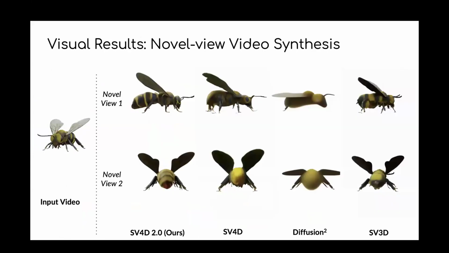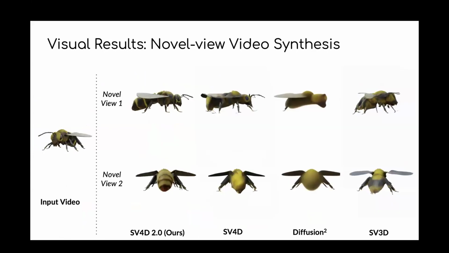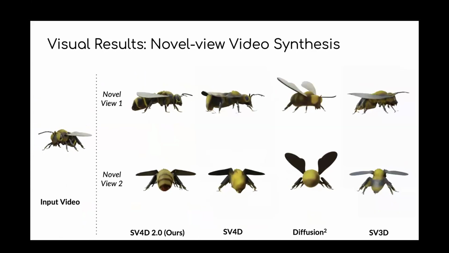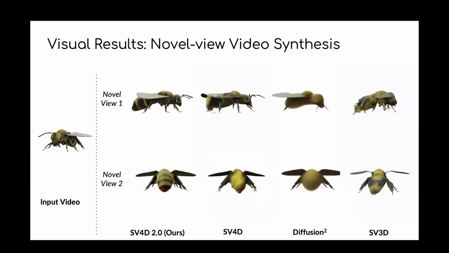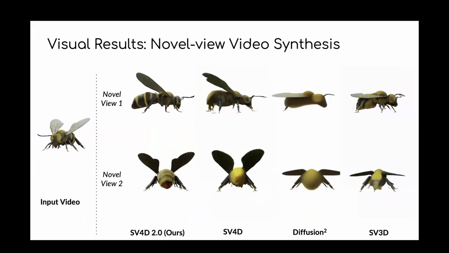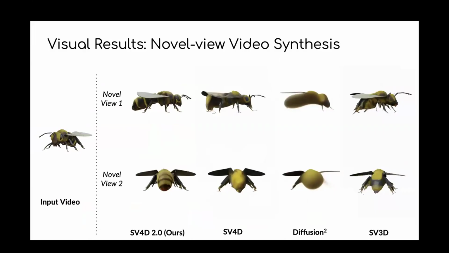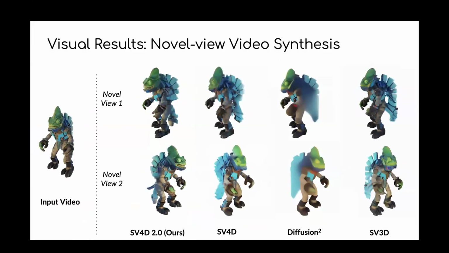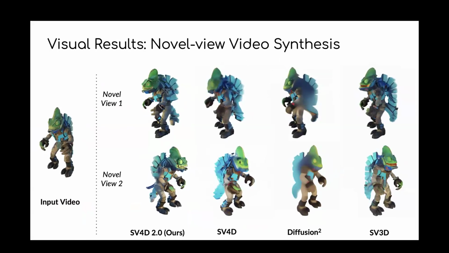So these are some of the novel view synthesis results. This is the input video, and these are the novel view videos. As you can see, SV4D 2.0 preserves much higher quality details compared to other state-of-the-art works. And this is another result where you can see more details are preserved from the input video. Just from a single input video, we can create these 360 novel view videos.